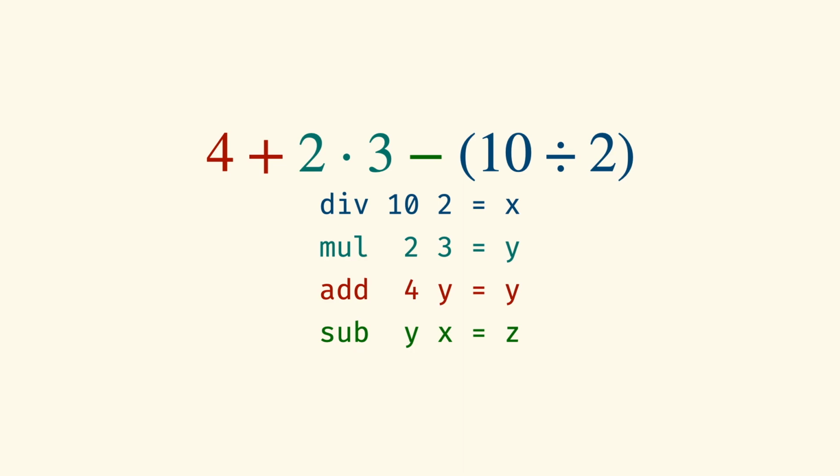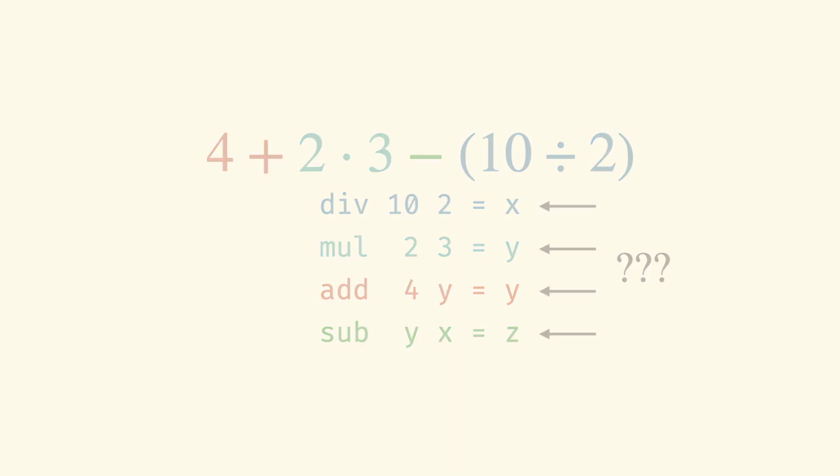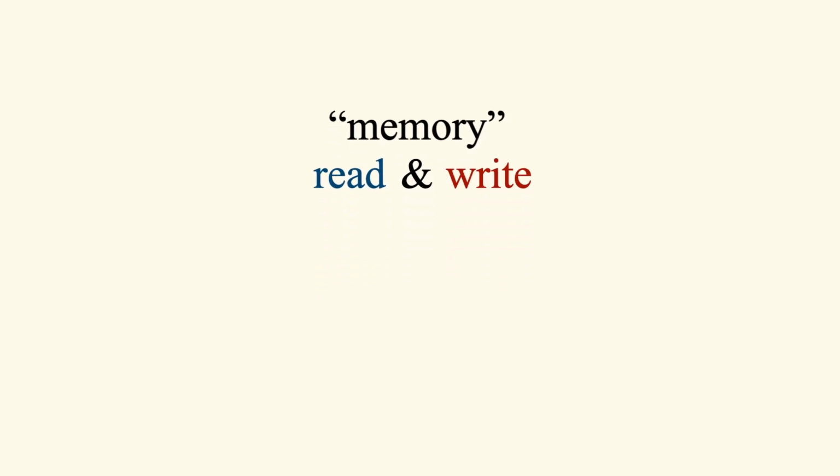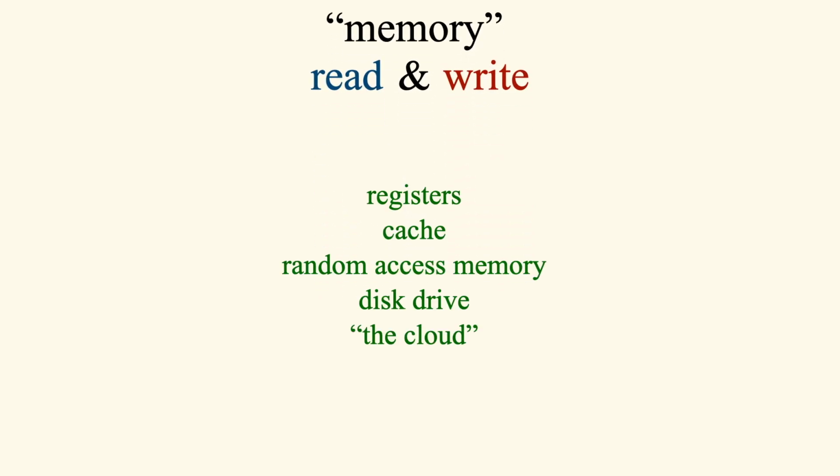Unfortunately, computers aren't really smart enough to understand arbitrary variables like x, y, and z. To decide where we actually want intermediate values to go, we'll need a short digression into memory. Memory is a catch-all term in computing for anything that a computer can read data from or write data to. There are many different kinds of memory, all with different speed and size trade-offs, but here are a few of the most common.